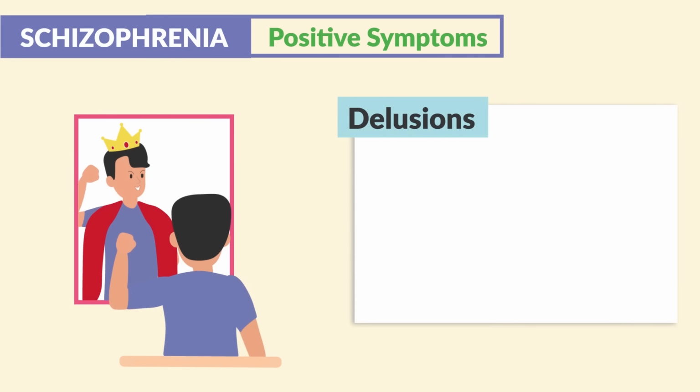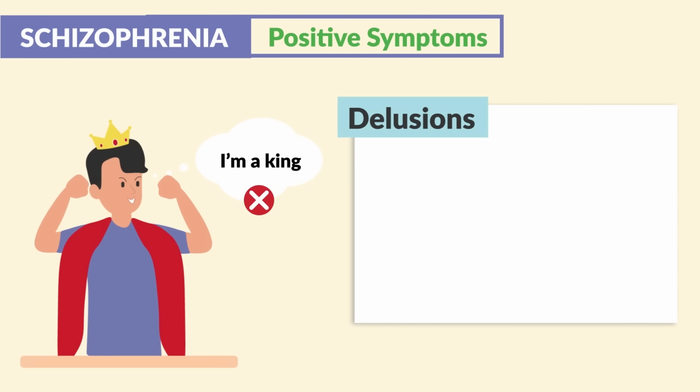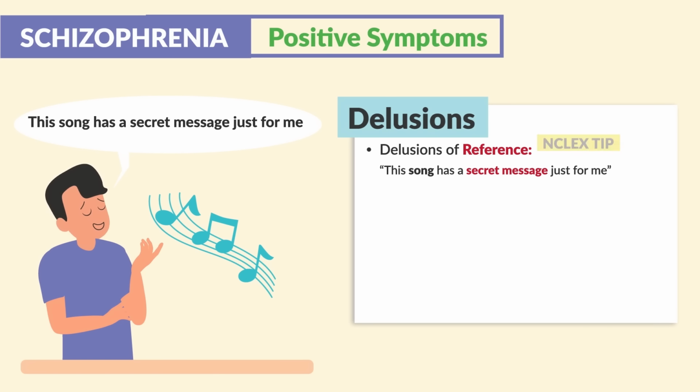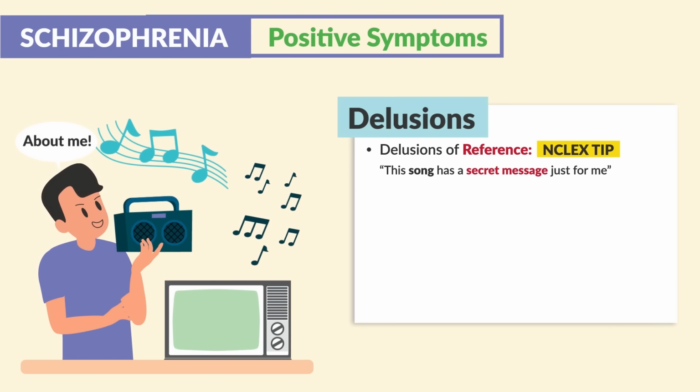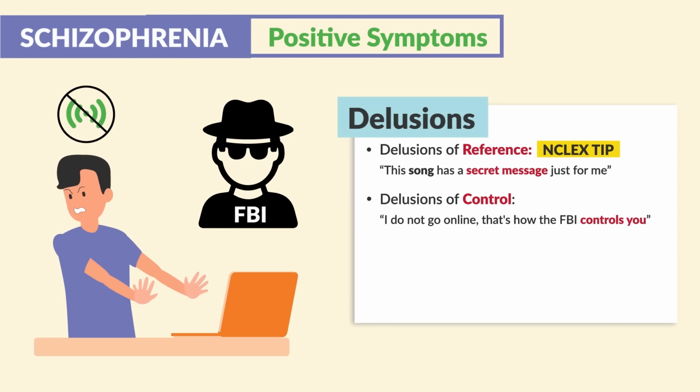Now delusions, these are false beliefs that the client feels very strongly about, and they won't change their mind even though they know it's false. For example, delusions of reference: "This song has a secret message just for me." Big NCLEX tip. So clients will state this, feeling that songs or even TV shows or news articles are a personal message to them. And delusions of control, a client might state, "I do not go online. That's how the FBI controls you."